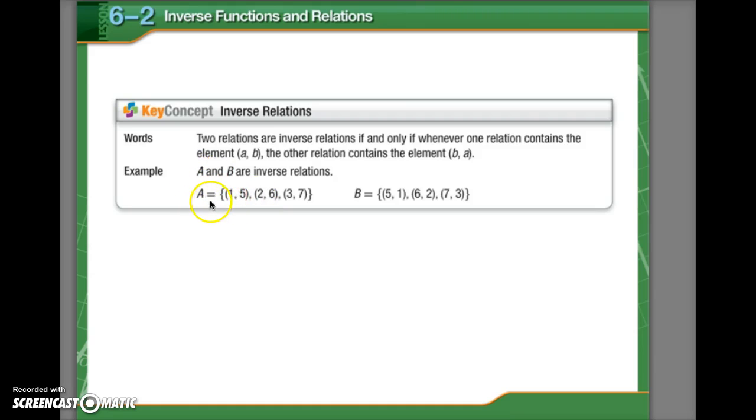So if A is some relation and it has the point (1, 5), that means the opposite point (5, 1) has to be in B. Oh, look, it's right here. If (2, 6) is in A, then (6, 2) is in B. If (3, 7) is in A, then (7, 3) is in B. So basically, if an x value goes to some specific y value in one relation, then that same y value has to go back to the x value in the other relation.